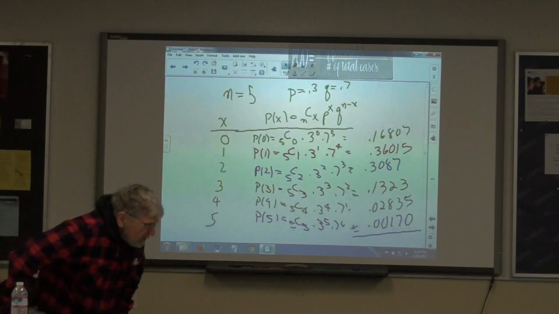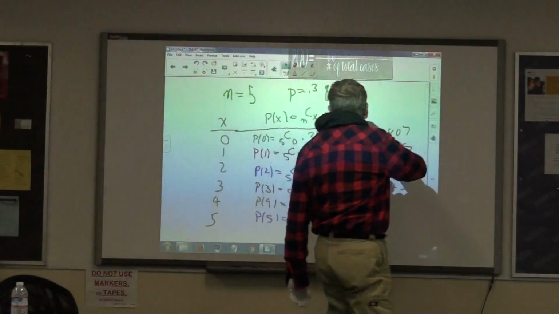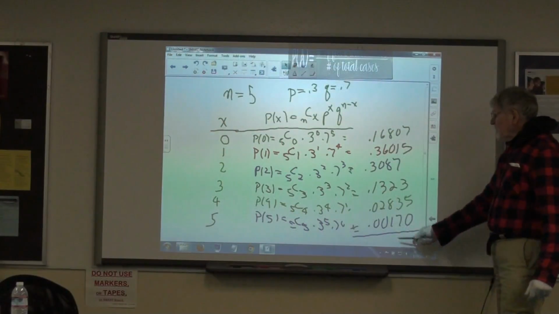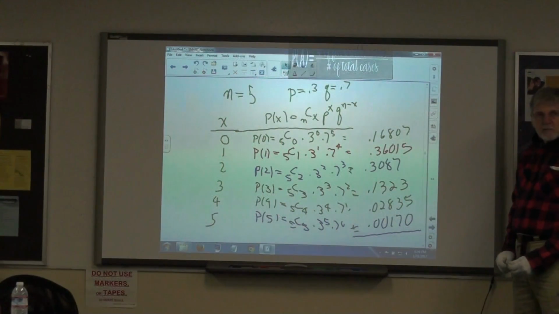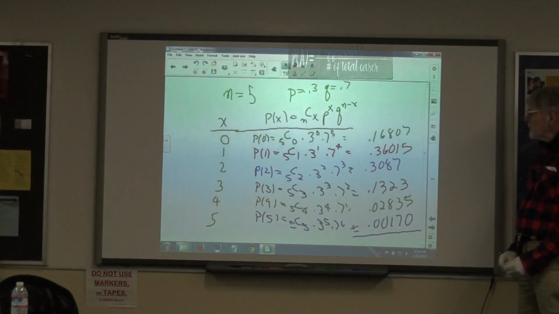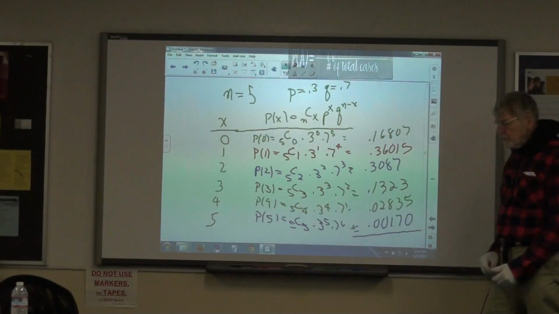No other values allowed. And these probabilities are associated with it. So you see how you use the formula for a discrete probability distribution to complete the table of all possible probabilities for any member in this data set. And they all have to add up to 1.